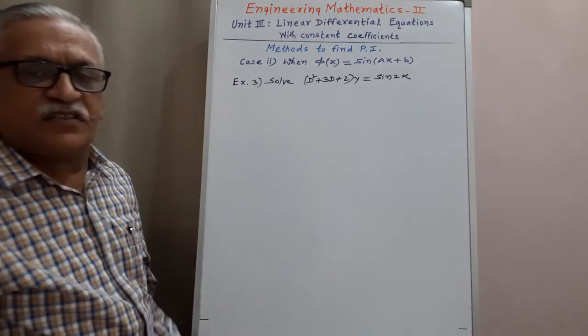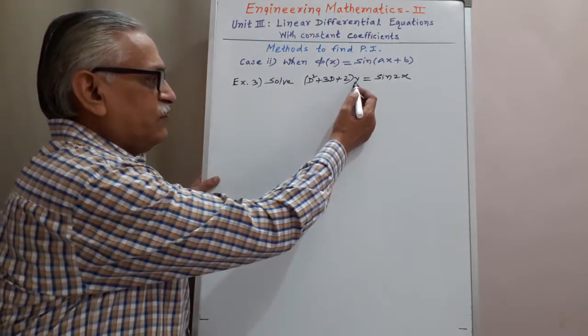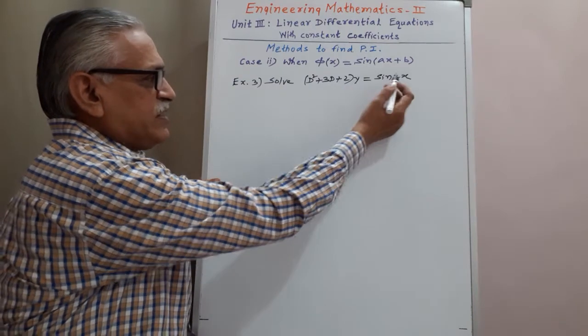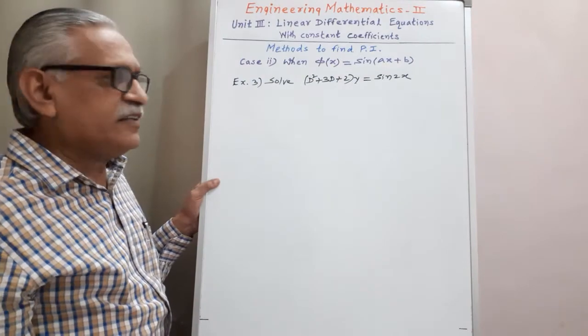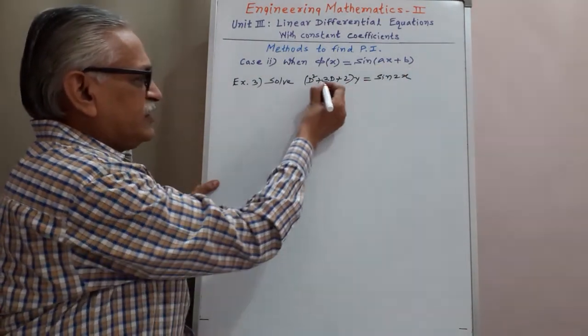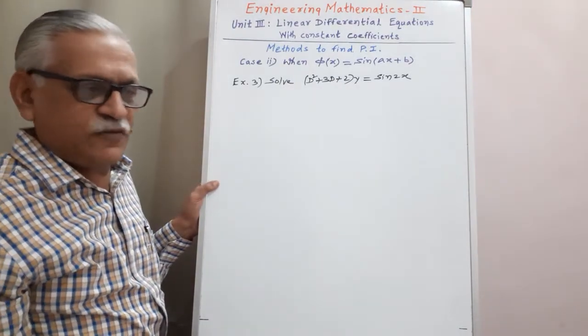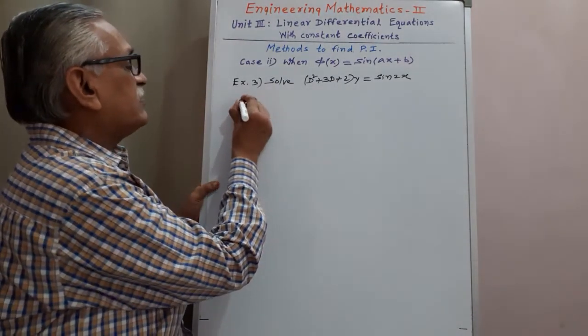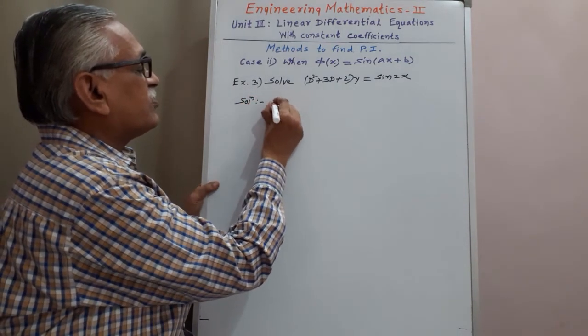The given differential equation is a second order linear differential equation with y as the dependent variable and x as the independent variable, and the term on the right hand side is of the type sine(ax + b). Therefore, to obtain the solution, we have to obtain the CF as well as the PI part. To obtain the CF, we write down the auxiliary equation.